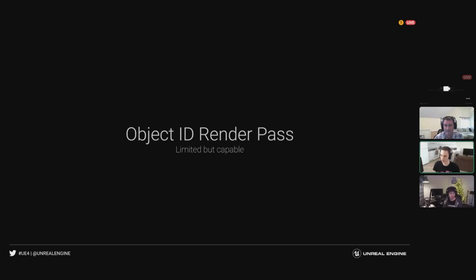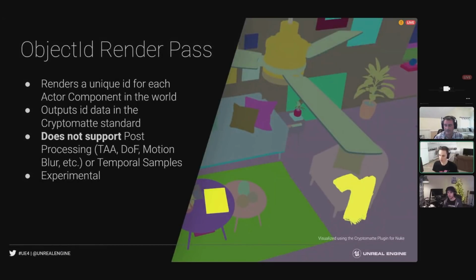In Unreal, which is a little bit different, and we'll talk about it, we render a unique ID, which you can see visualized here on the right as colors. Unique ID for every component in the world. So a static mesh actor has one static mesh component, and that will give you one ID. You can have actors with multiple components, and those will give you multiple IDs. When we render this Object ID format, we output it in the Cryptomatte standard. This is an open source standard that there's some plugins for.